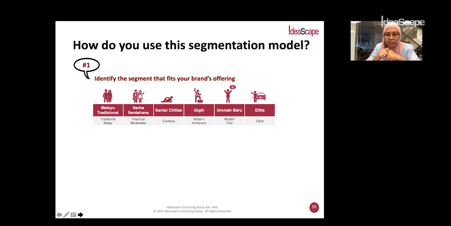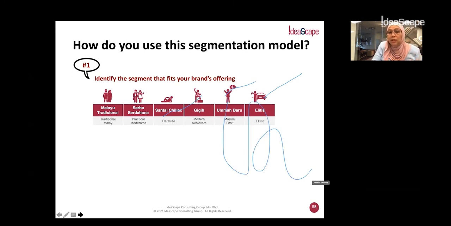Based on my observation, the segments that are growing the most are the Umah Baru, the Santai Chillax, and the Gigih. So these are the three segments you want to focus on. You want to make sure that you have products addressing them. If you are a big, huge brand, map all the product portfolio that you have and make sure you have them addressing each one, because a particular product A could be a value driver, and then you're targeting the elitist, like Nescafe Gold and Nescafe Dolce Gusto. What's that? Okay.